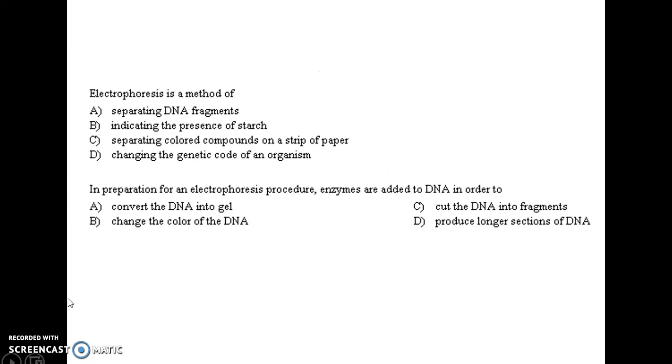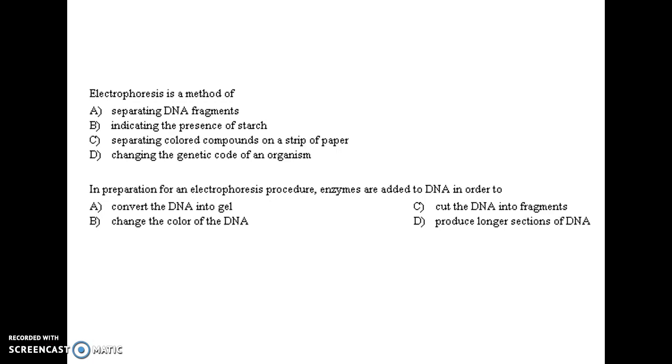Alright, number 2. Electrophoresis is a method of. Again, take a second. Look at your choices. A, separating DNA fragments. B, indicating the presence of starch. C, separating colored compounds on a strip of paper. Or D, changing the genetic code of an organism. And the answer is A, we're separating DNA fragments.